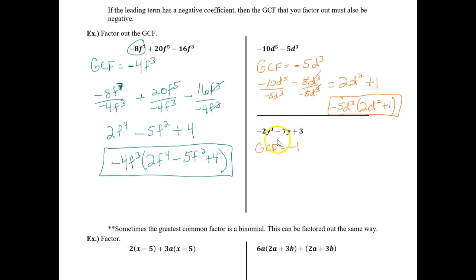I have to look at my variables as well. I notice a y cubed, a y, no y's. So I can't divide out a y if they don't all have a y. So my GCF here is only negative 1. So I have to divide that out of each term. It's just going to change the sign of everything, right? So it becomes a positive 2y cubed, positive 7y, and a negative 3. And my factored form would be negative 1 times that 2y cubed plus 7y minus 3.